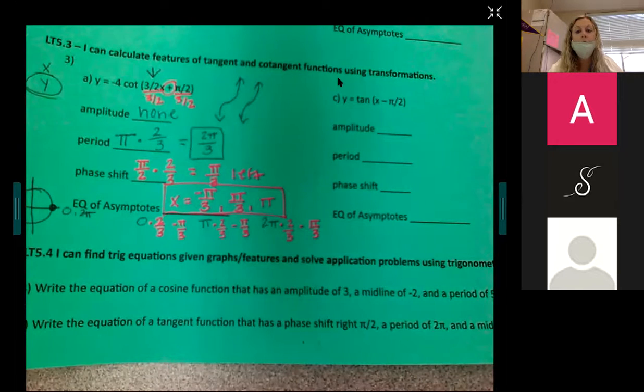Ms. Poole, on the test, do we have to write all 3? Yes, it will say on the test, what are the asymptotes over the first interval, or the first trip around the unit circle? Okay? Okay. Yes.